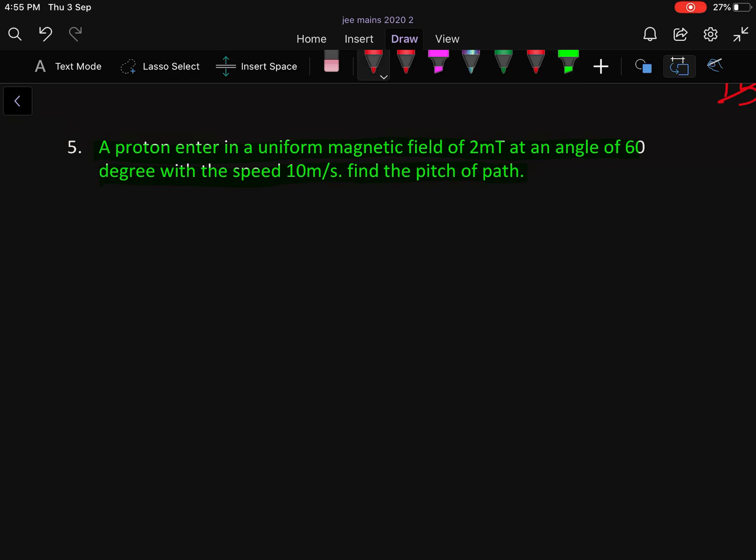So you know the formula of time period. If you don't know, use it: mv square by r equals qvB, correct? mv square by r equals qvB.